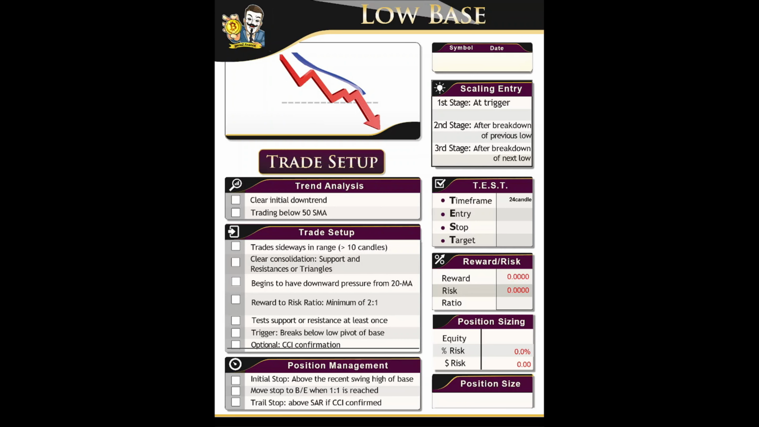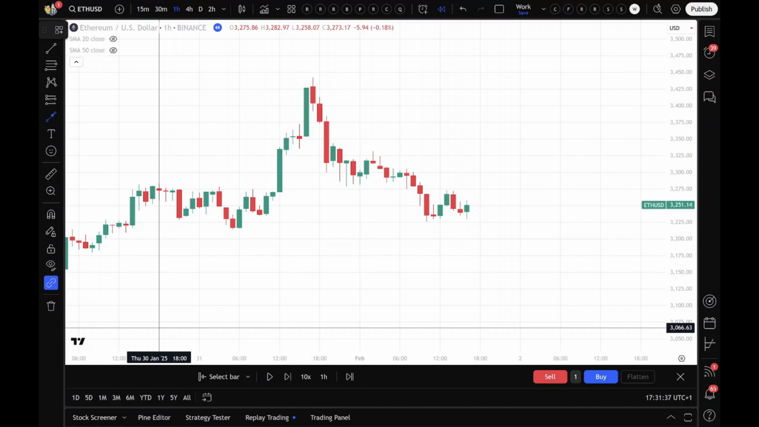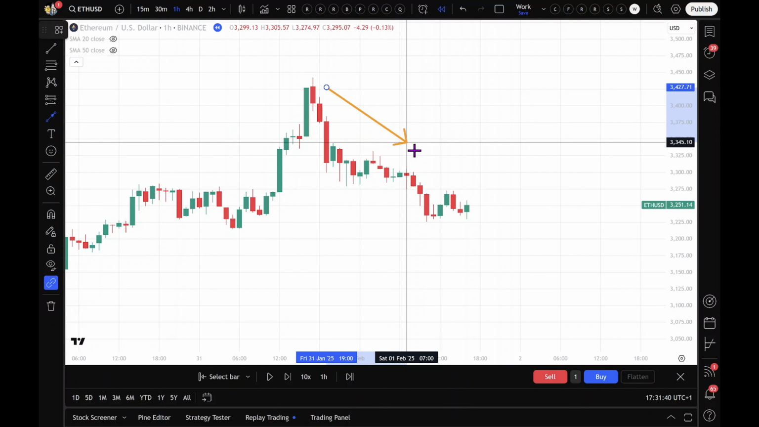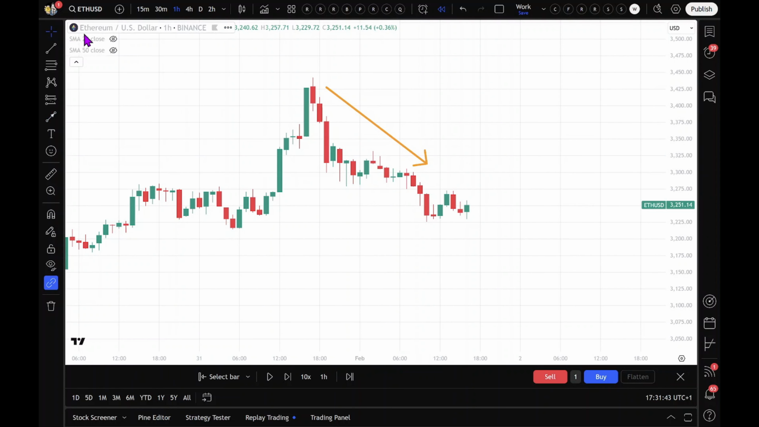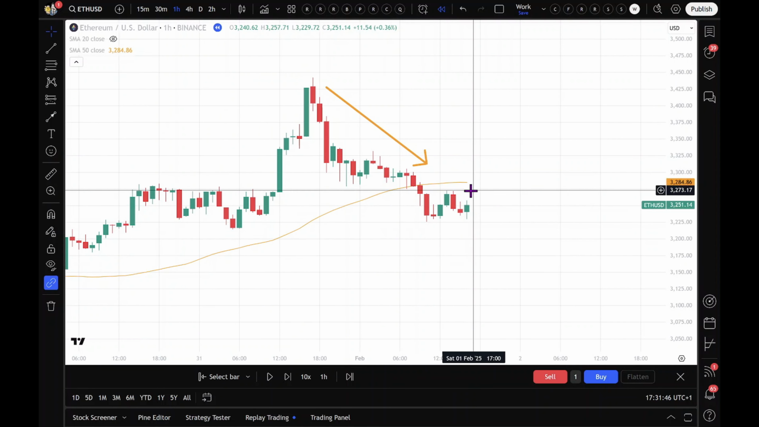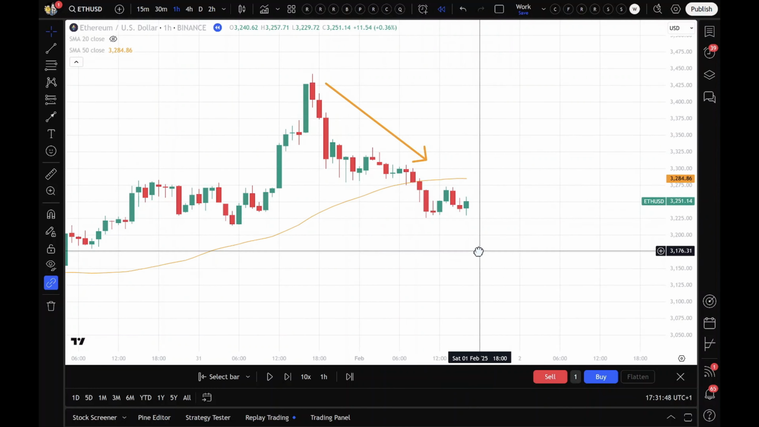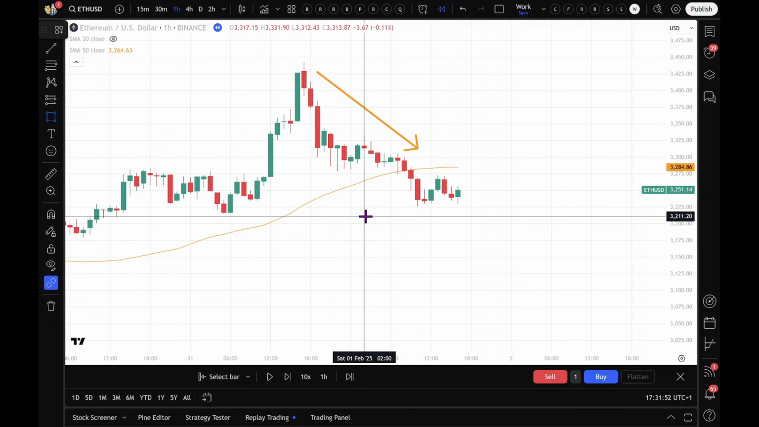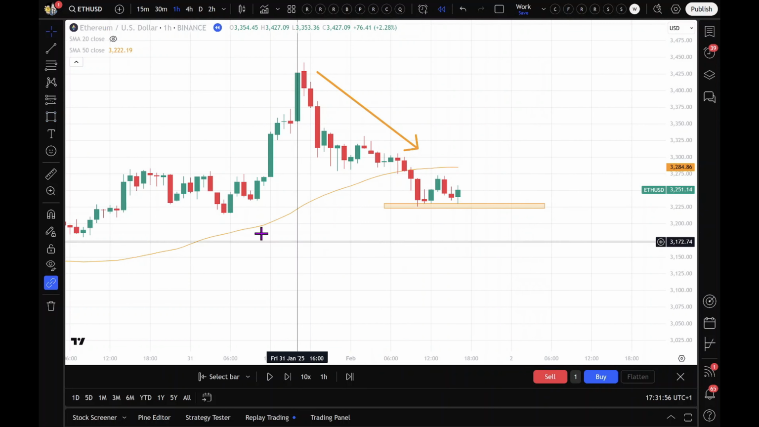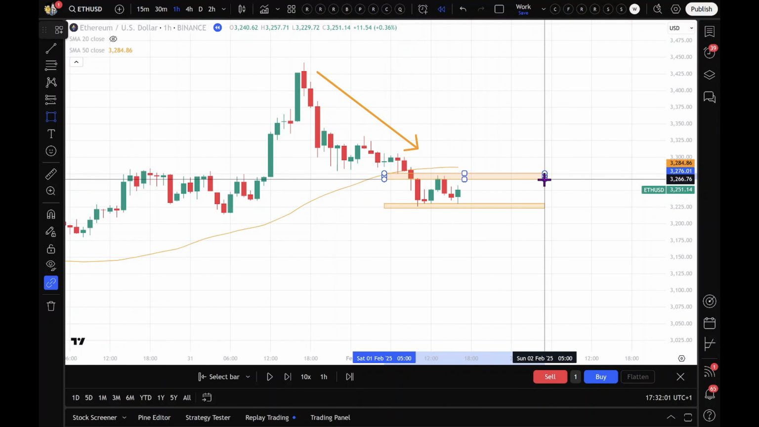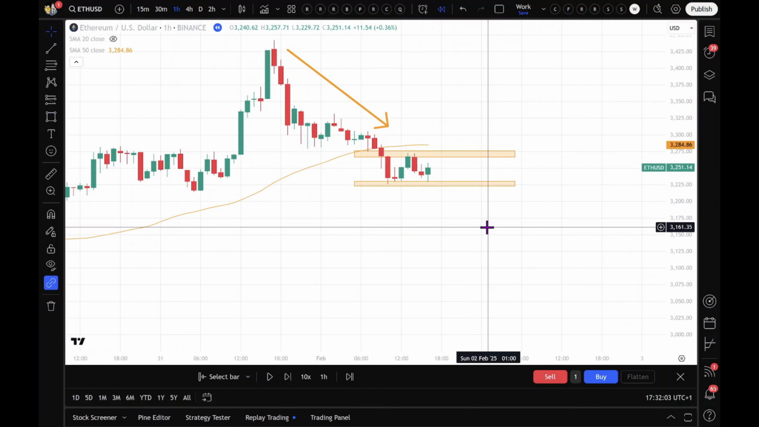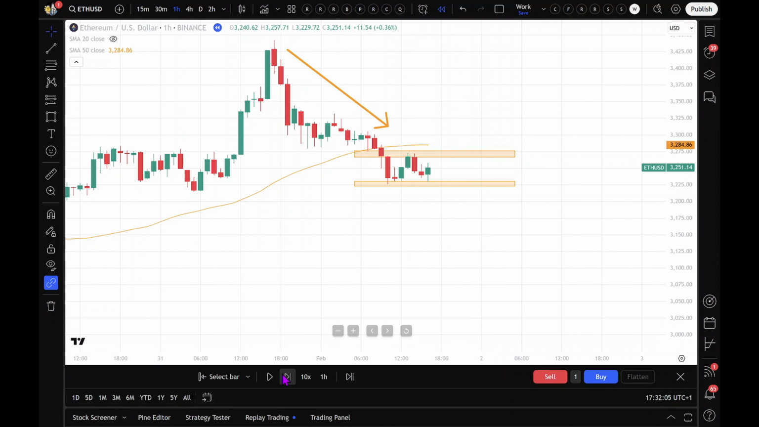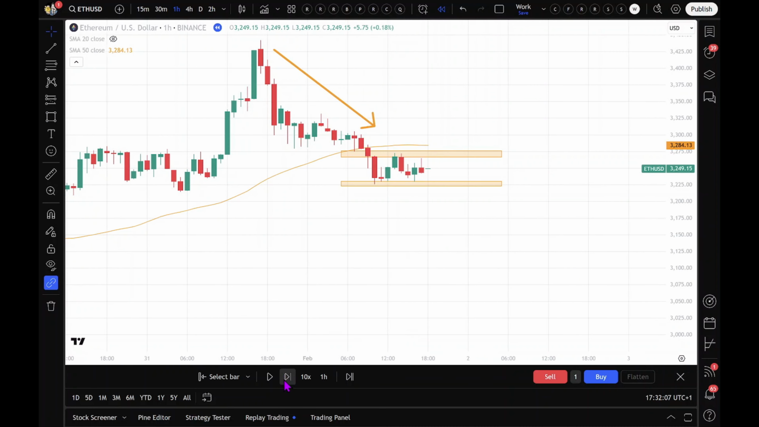Now, let's analyze this strategy on charts. Let's analyze Ethereum on the 1-hour time frame. We can see a downward trend forming, and the price is currently below the 50 SMA, which confirms a bearish trend. There's also a small support level here, and a small resistance level there, suggesting that the price is moving sideways within a range. Let's see what the price does next.